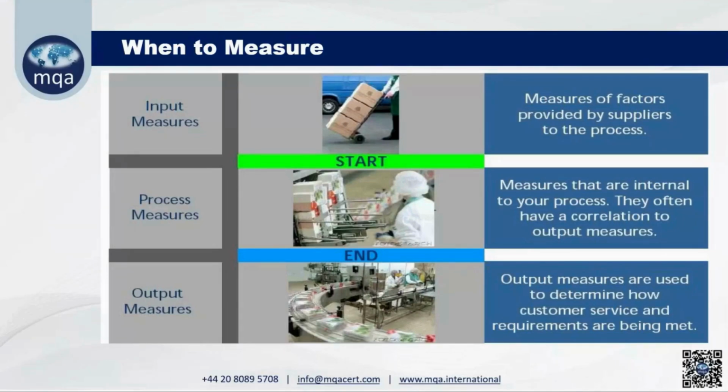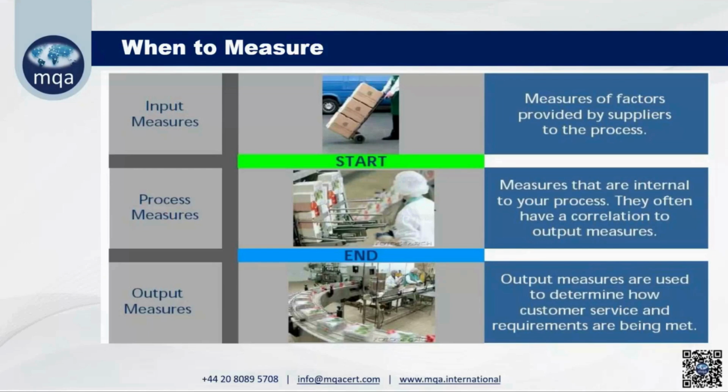Now, when to measure? We should know various things. We have a 4W1H approach: what to measure, when to measure, where to measure, how to measure, and how much to measure. These are very important questions to be answered before deciding on measurement. So first is input measure: measures of factors provided by the supplier to the process.